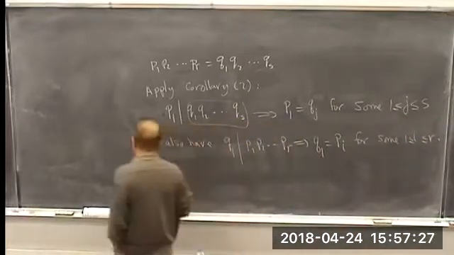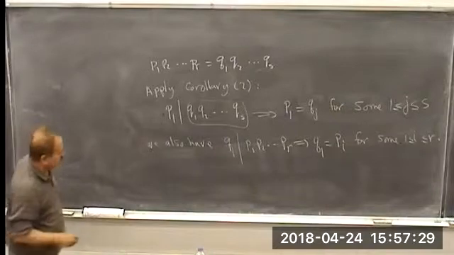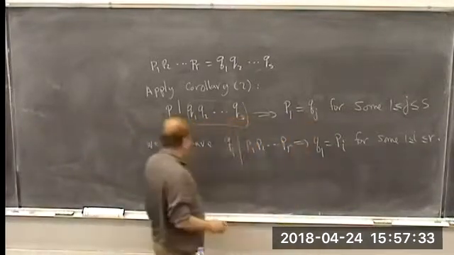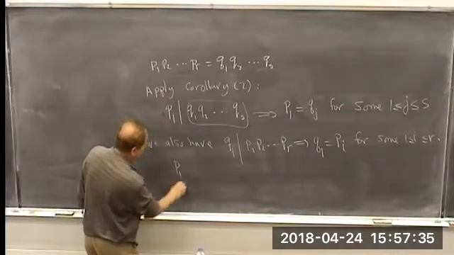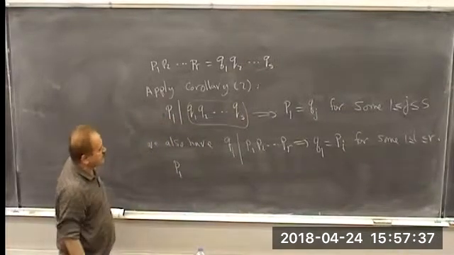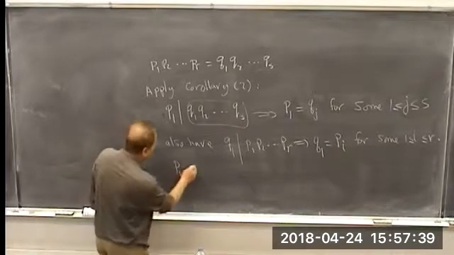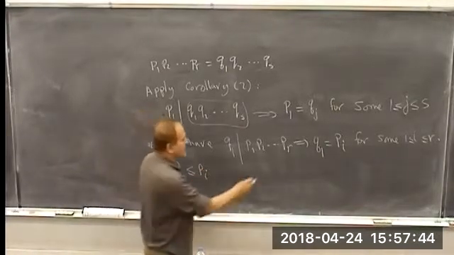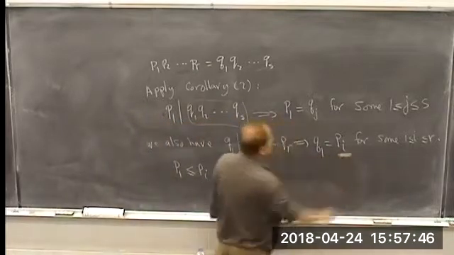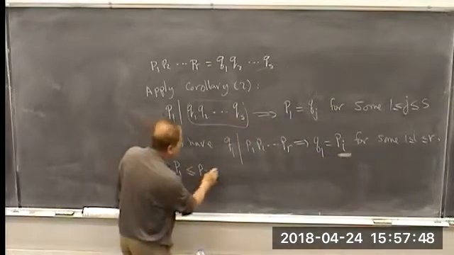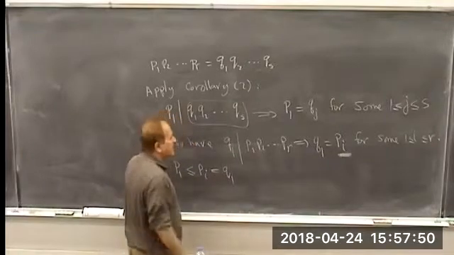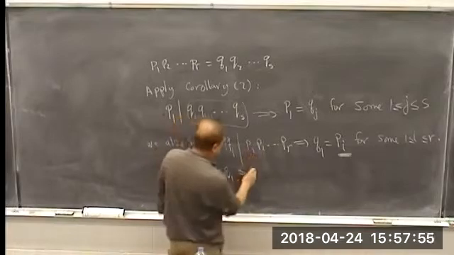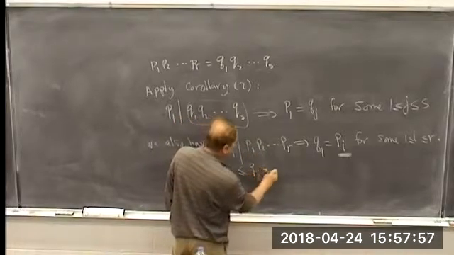Okay, well, let's put these together. So we have P1 is actually the smallest, so this is less than or equal to B sub I, the I in here, this one right there. And I know this is equal to Q1. And I know this one is smaller than or equal to every Q sub j, and this is equal to P1.